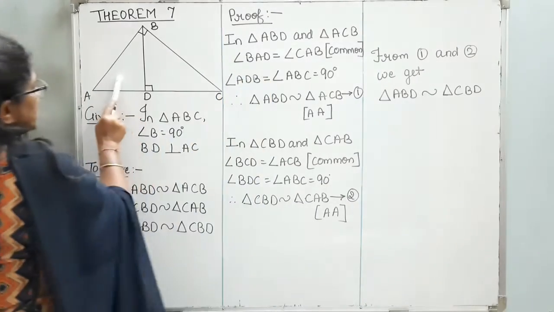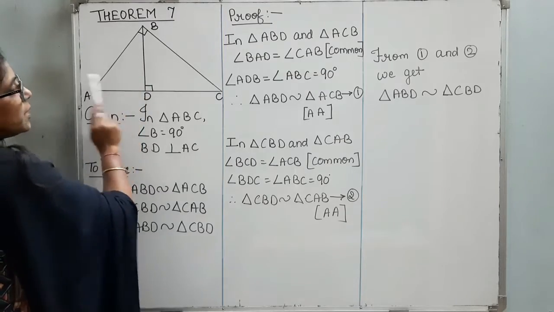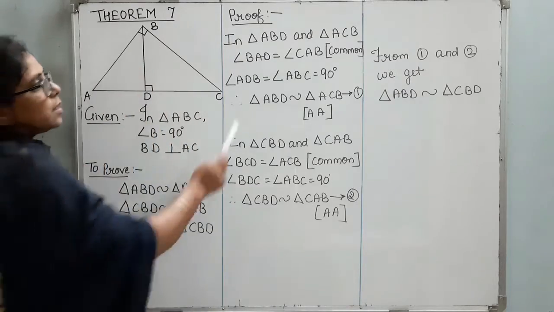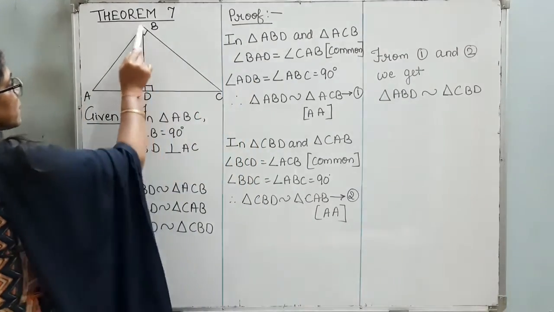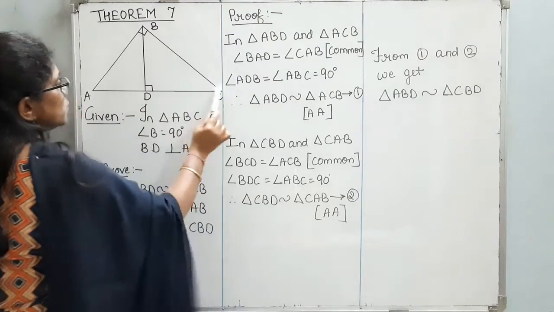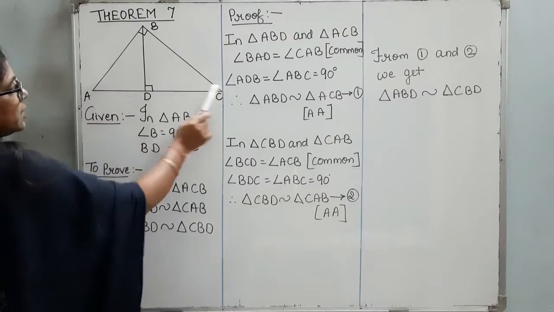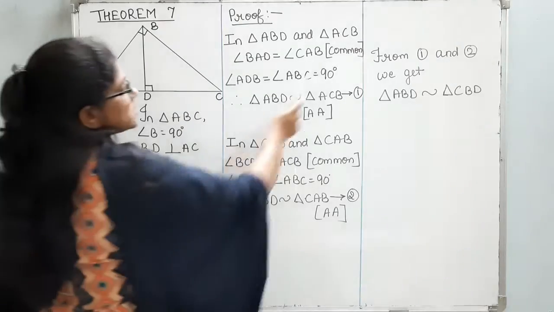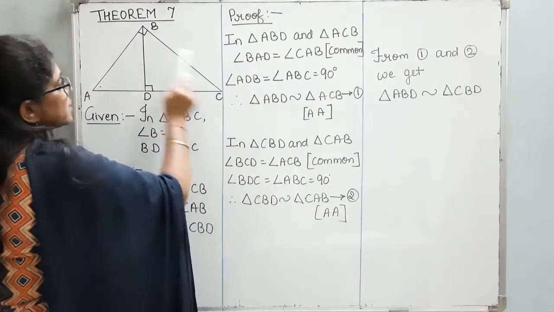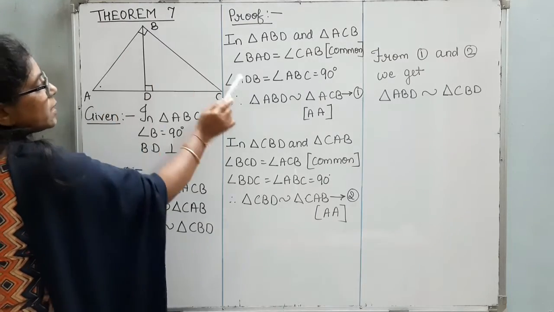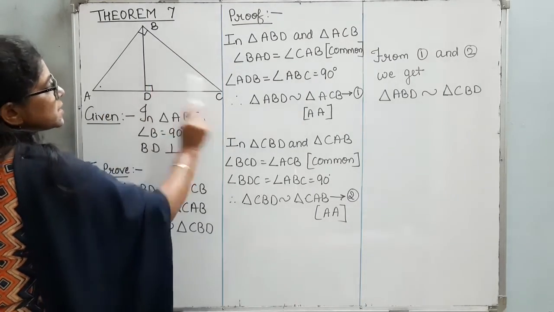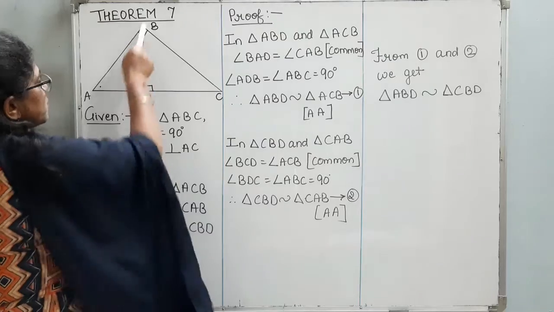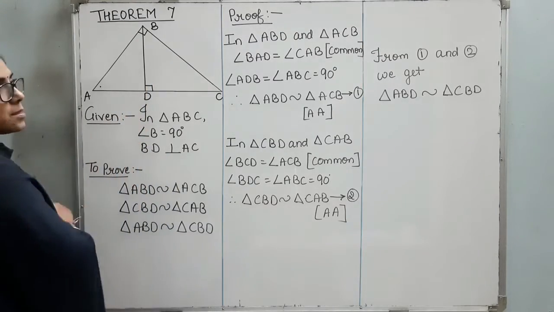In triangle ABD and triangle ACB, this bigger triangle, in these two triangles, angle BAD is equal to angle CAB. This is one and the same angle. That means this is common. And second angle, that is angle ADB and angle ABC. This is 90 degrees. Because this is the right vertex, it's given to us, and BD is perpendicular. This means this angle is 90 degrees.